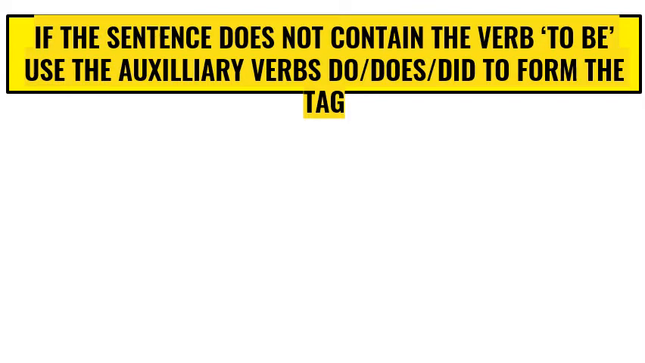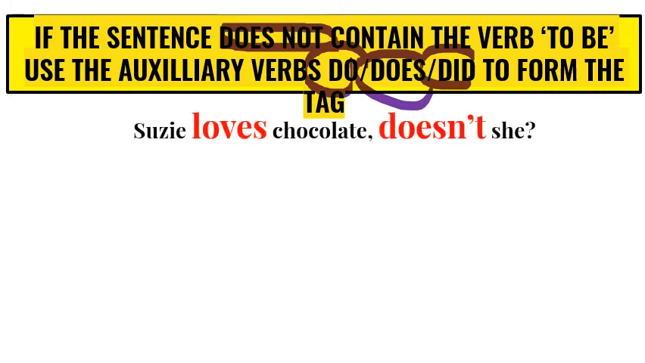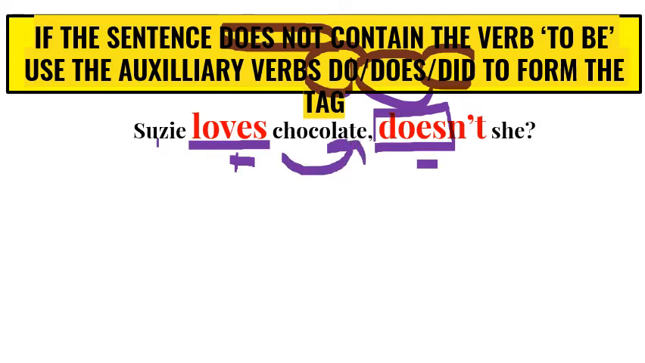Now, what do I do if my sentence does not contain the verb to be? Then I'm going to use do or does or did to form my tag. For example, Susie loves chocolates. Now, Susie is singular, therefore I'm going to use does. But remember, this is a positive statement, therefore my tag has to be negative. So that then becomes, Susie loves chocolates, doesn't she?